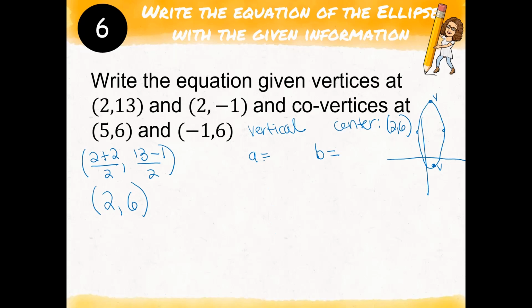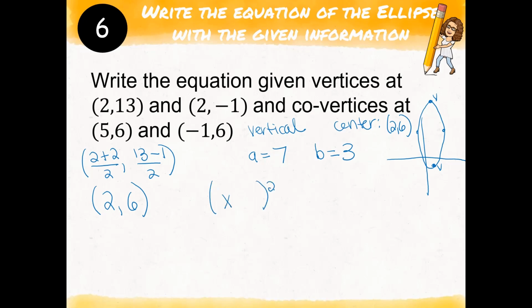And now my A value. I need to find how far my center is to a vertex. So 2, 6 to 2, 13. How far is that value? 7, right? That is 7, distance of 7 from one another. I now need to find the center to a covertex to find my B. So 2, 6 to 5, 6 is a distance of 3, right? Because 5 and 2, they're 3 away from one another. I now have all the pieces to make my equation.